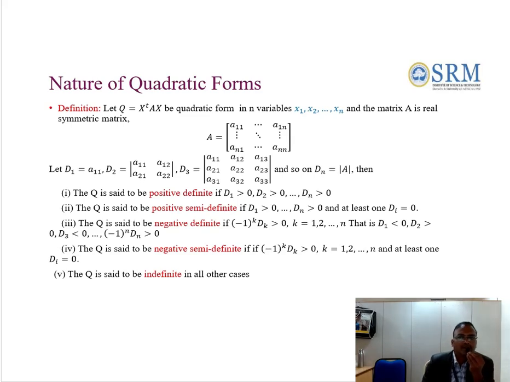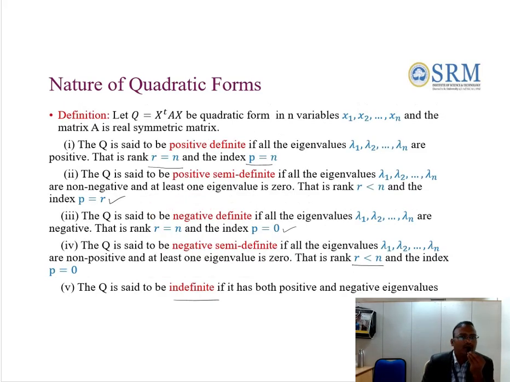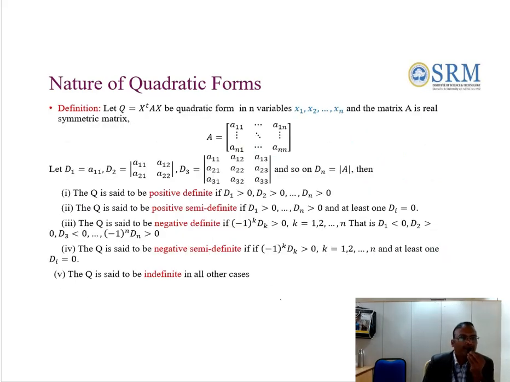So next, if you know all the eigenvalues of the matrix, by using the eigenvalues we can determine the definiteness of the quadratic form. If you don't know the eigenvalues, by using the simple calculation of d1, d2, and so on, dn, we can determine the definiteness of the matrix. Now let Q be the quadratic form given by X transpose A X, where A is a real symmetric matrix. Let us define d1 equal to the first element of the matrix. d1 is the first element, and d2 is the determinant of the first 2 cross 2 matrix.